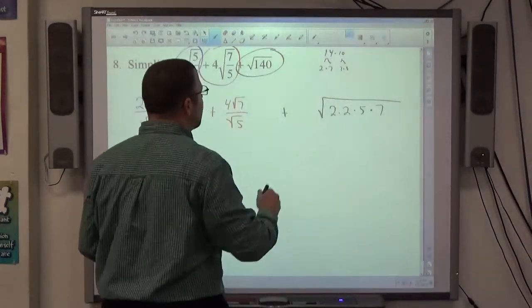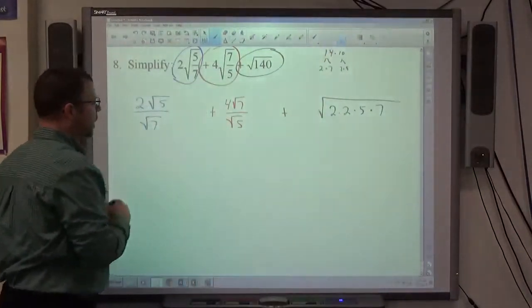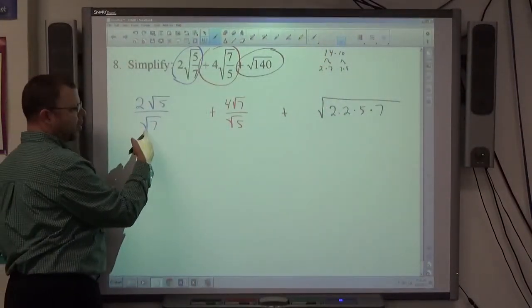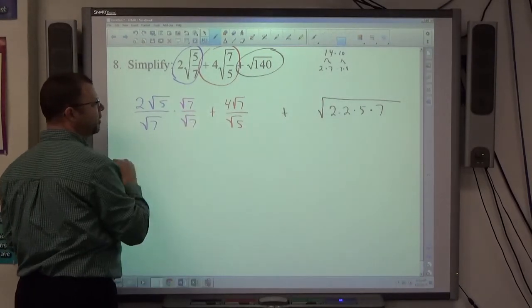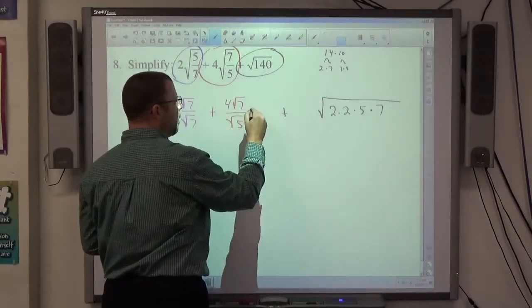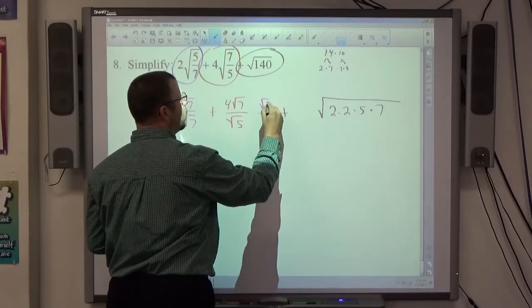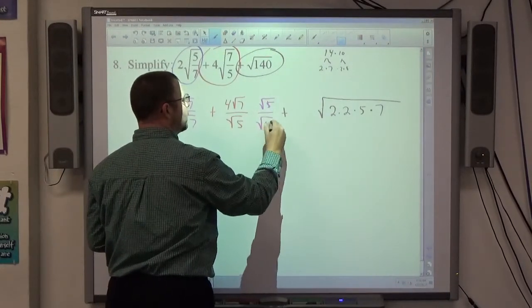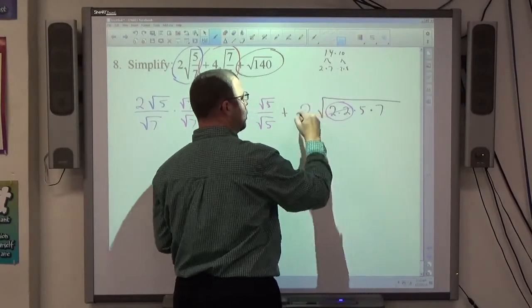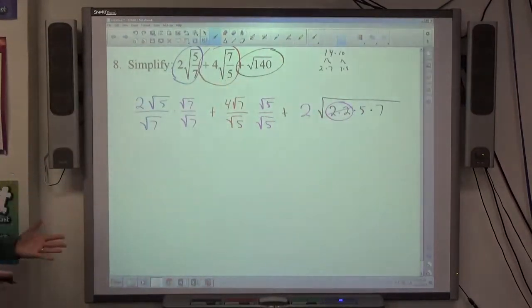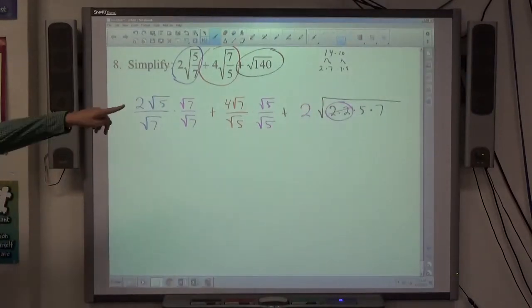And then fixing each thing is a matter of dealing with what's wrong. So in this case, what's wrong is the square root of 7 on the bottom. Multiplying top and bottom by the square root of 7 is going to fix that. What's wrong here is the square root of 5 on the bottom. Multiplying top and bottom by the square root of 5 is going to fix that. And what's wrong here is there's too many 2's in there. A pair of 2's comes out as a 2. So in that step, that's what you're doing. The fractions get fixed and the perfect square factors get pulled out of that radical.